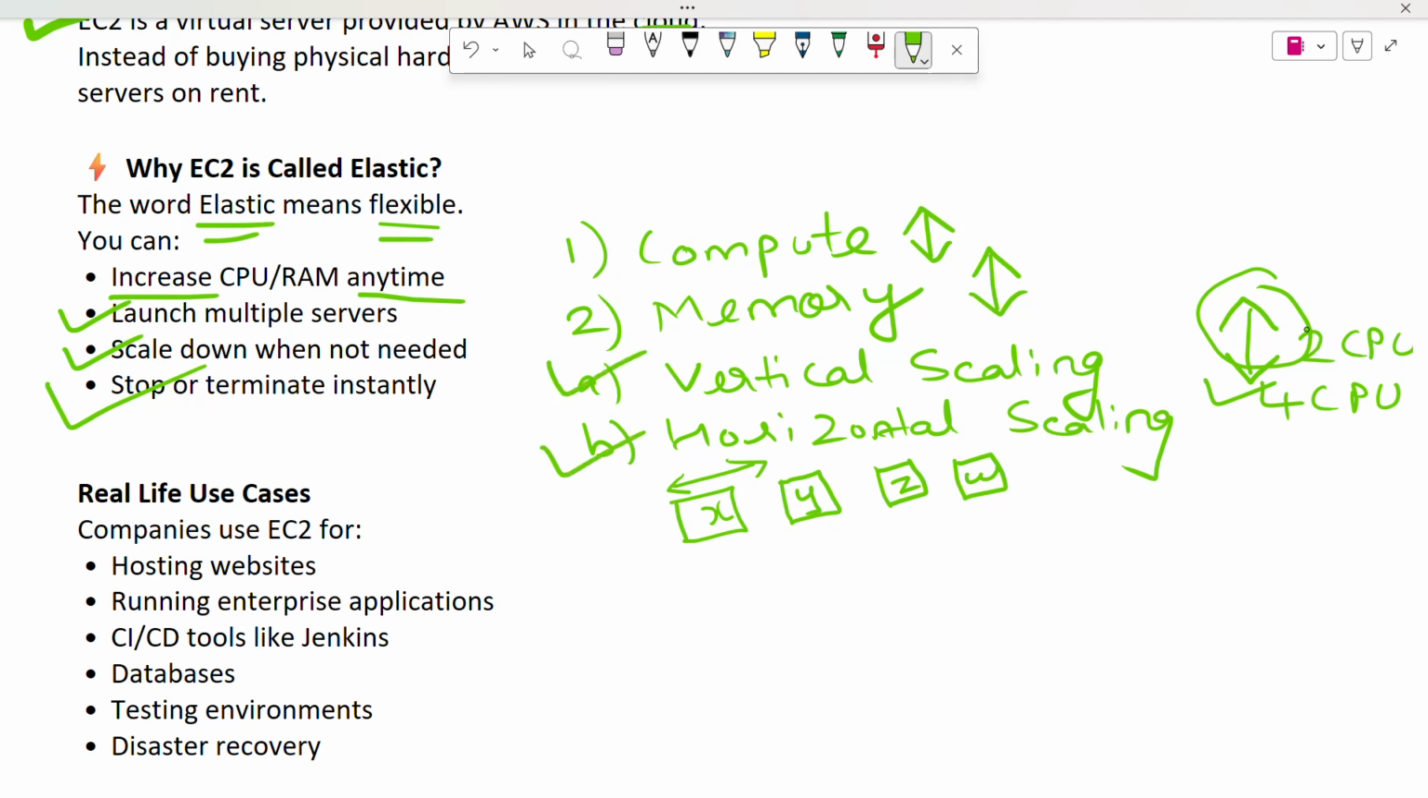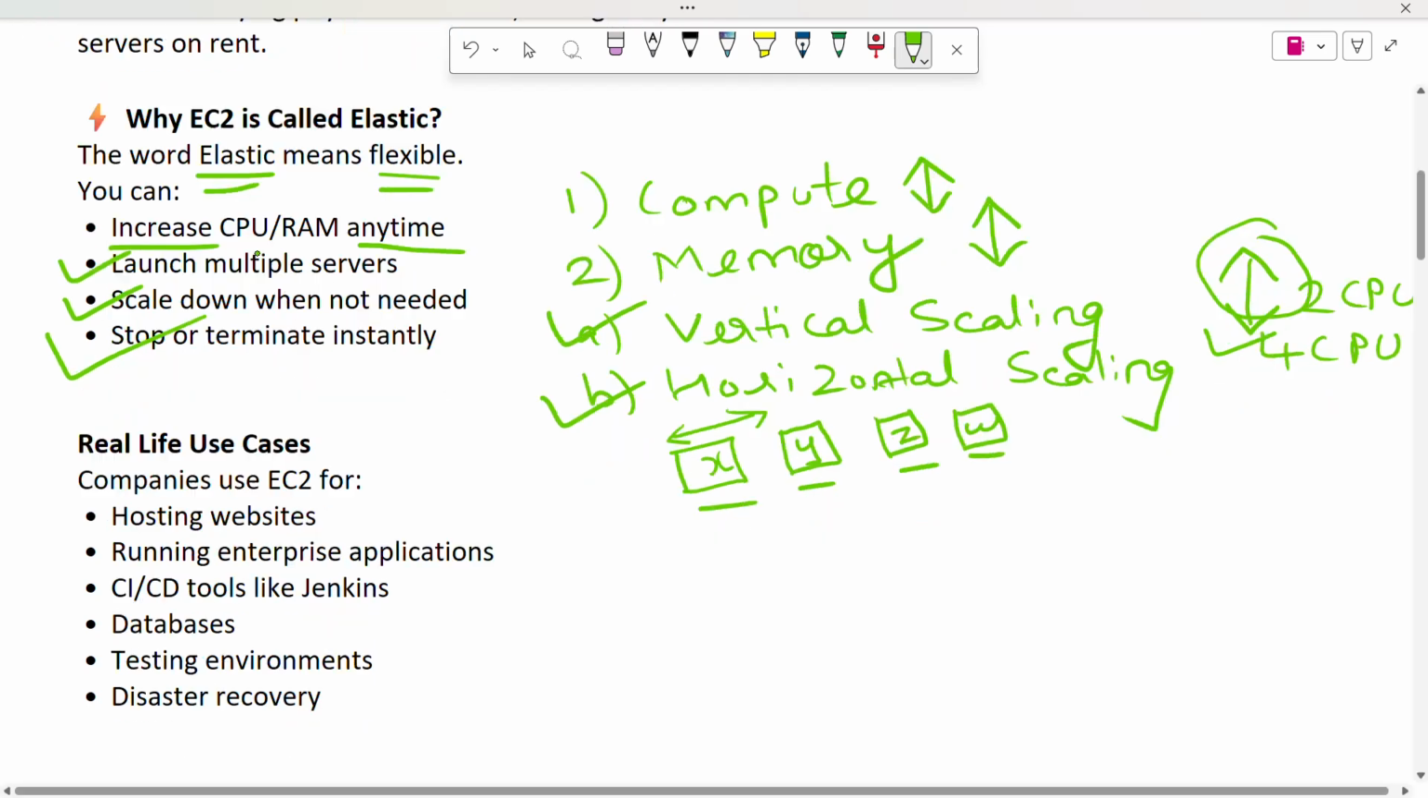Vertically means I can increase the number of CPUs. Horizontally means I can create replicas of these servers X, Y, Z, W, and so on. So this makes the term elastic in EC2 clear to all of us.